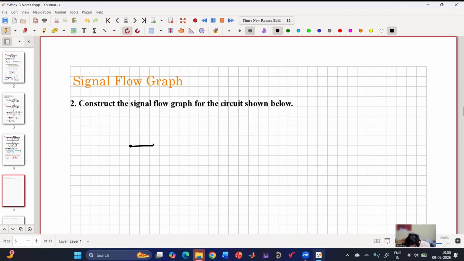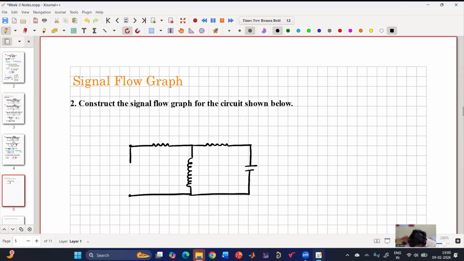Say we have a resistor, and then here I will consider an inductor, and here another resistor. Here I will consider a capacitor. This is my input, plus minus, say V in of S. This is my I1 of S, and this is my I2 of S.